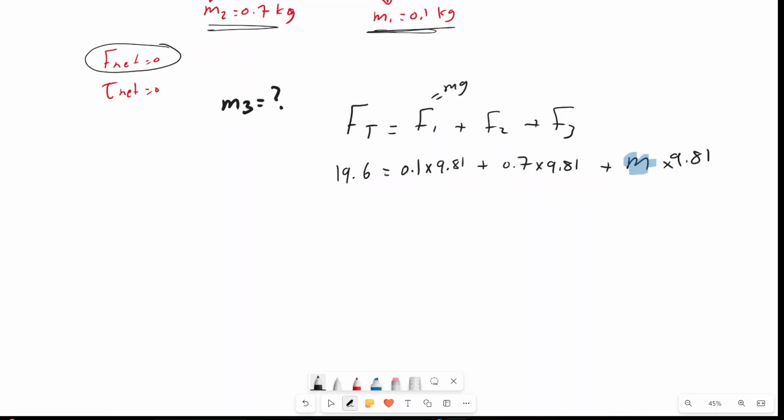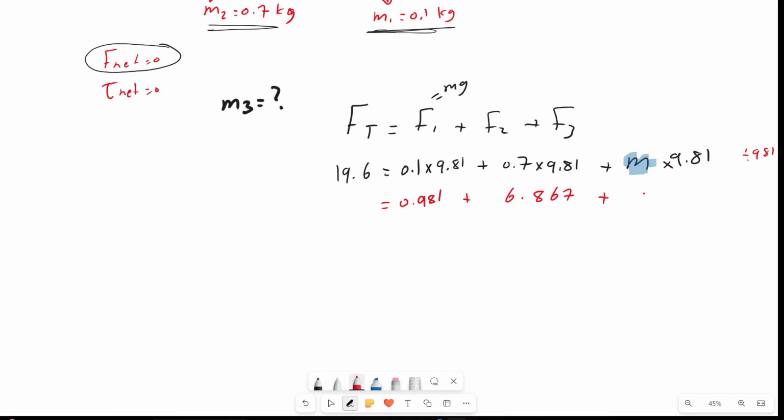So let's see what we get doing all the math. You could divide all the sides by 9.81. All those three 9.81s will cancel. That's one way to do it. But I have a feeling you will not like this, so let's multiply everything. You will get 0.981 plus, this should be then 0.7 multiplied by 9.81, which will give you 6.867. That would be F2.